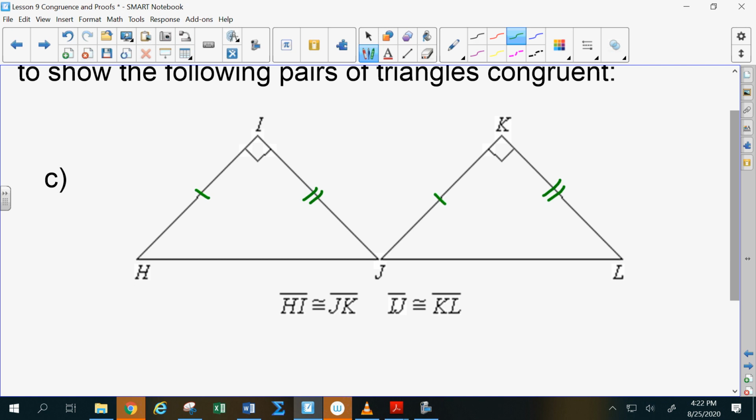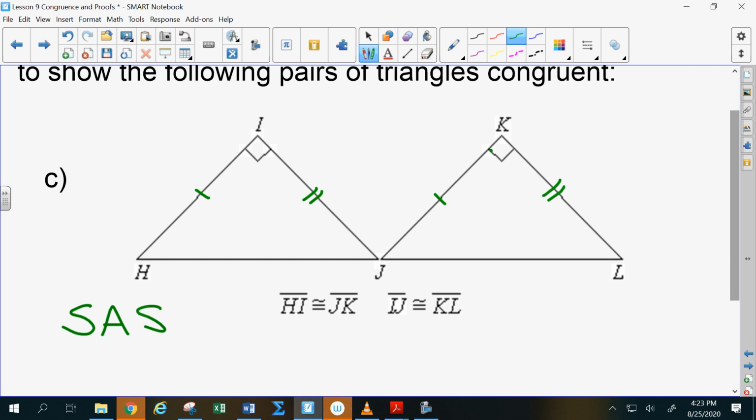They did not tell me the hypotenuse. There's no such thing as side, side implies side, side, side. So I need to look at this again. I've got two sets of sides and I've got right triangles, but those 90-degree angles are congruent. So actually I have two sets of sides and the angle in between them. So I can use SAS, that angle is in between.